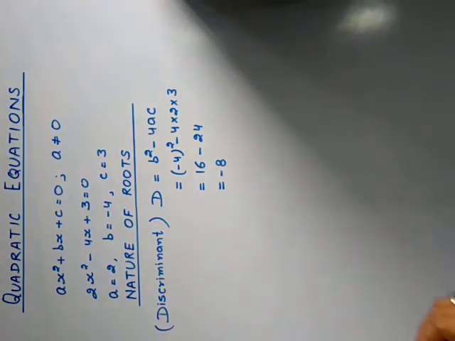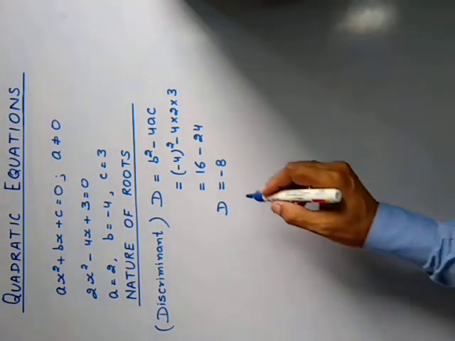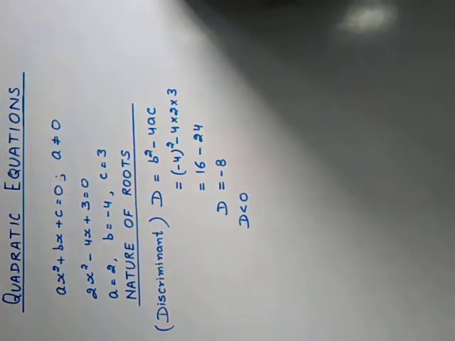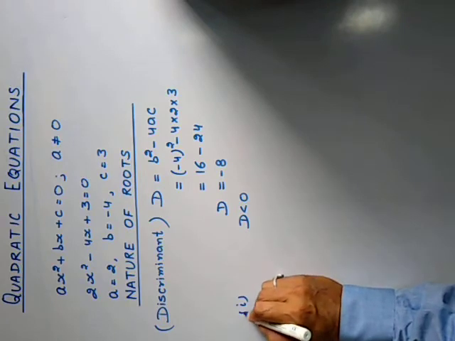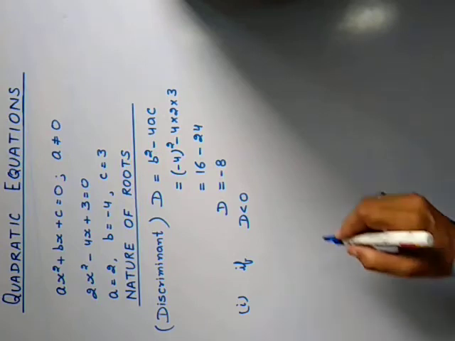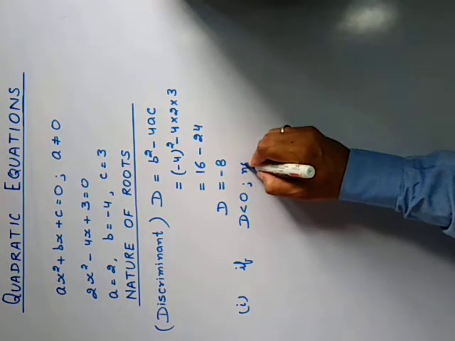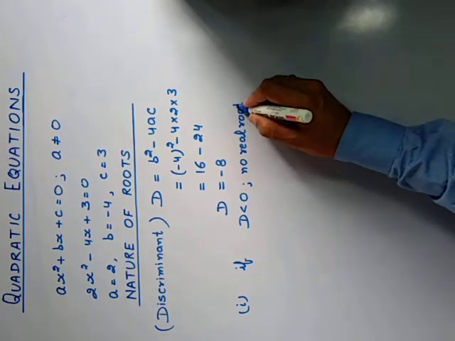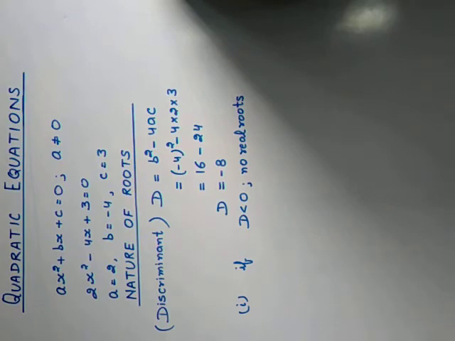So the value of discriminant D is minus 8, and it is a minus sign, so it means D is less than 0. So the first condition is, if D is less than 0, then there are no real roots. No real root means we cannot find the value of variable, that is x, in terms of real numbers.